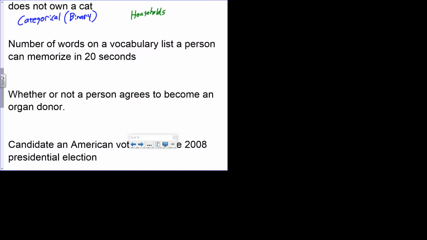Next one, the number of words on a vocabulary list a person can memorize in 20 seconds. So we give you a list of words, you have 20 seconds, how many can you memorize? This is a quantity. So this is a quantitative variable. Now that's going to differ from, well, does it depend on the words? No, because according to this, it says the list. So it's the same words. So it differs from person to person. And in this case, the person memorizing the words.